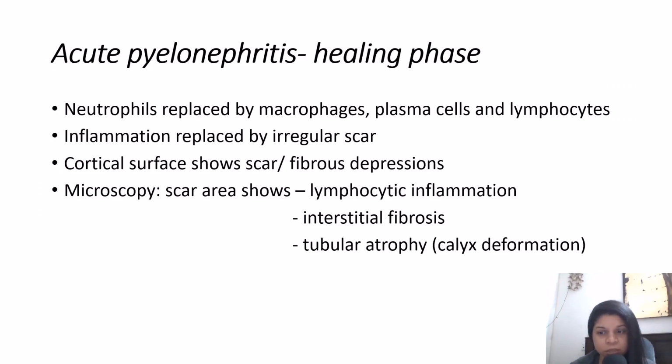Then what happens in the healing phase? The acute inflammatory infiltrate will be replaced by macrophages, lymphocytes, and plasma cells. And if this is not resolved, it will go into chronic pyelonephritis. And then later on, there can be scarring of the kidney.